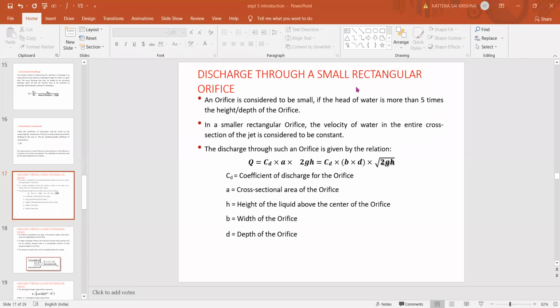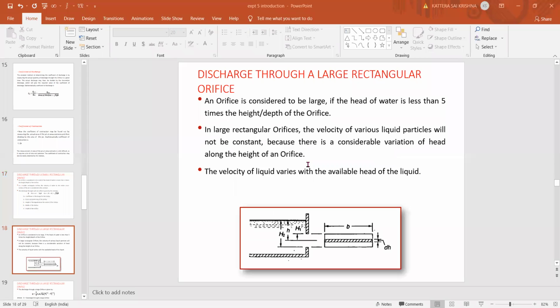So discharge through a small rectangular orifice: if you are taking it through a small rectangular-shaped orifice, this will be the formula for calculating the discharge, that is Cd into area of the rectangle into root 2gh. The area of the rectangle can be taken as breadth into depth, or B into D. This is already known: the velocity is the square root of 2gh, so Q equals Cd into area into the velocity at the rectangular orifice.